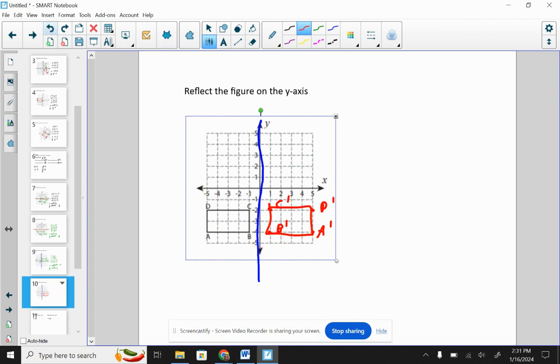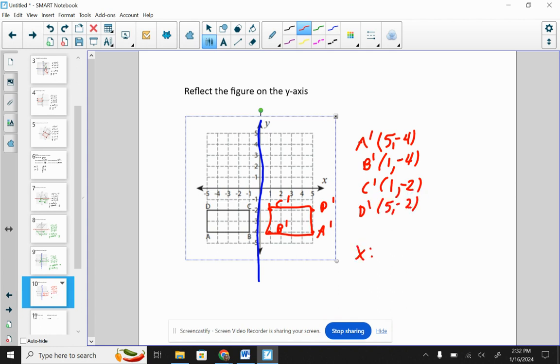All right, so let's track what's happening. Our A prime is 5, -4. Our B prime is 1, -4. Our C prime is 1, -2. And our D prime is 5, -2.